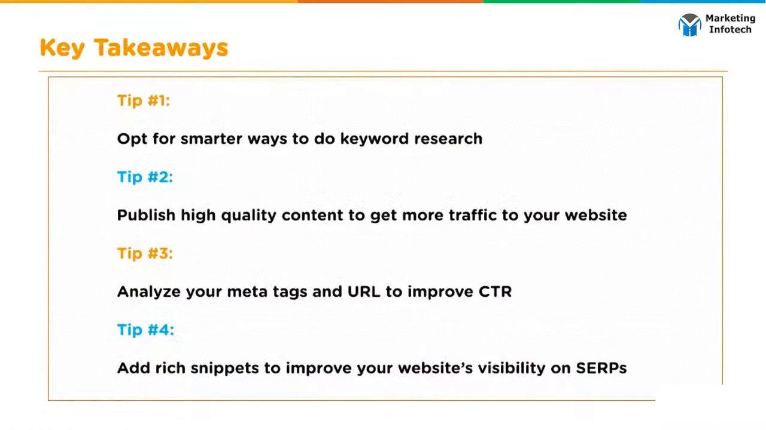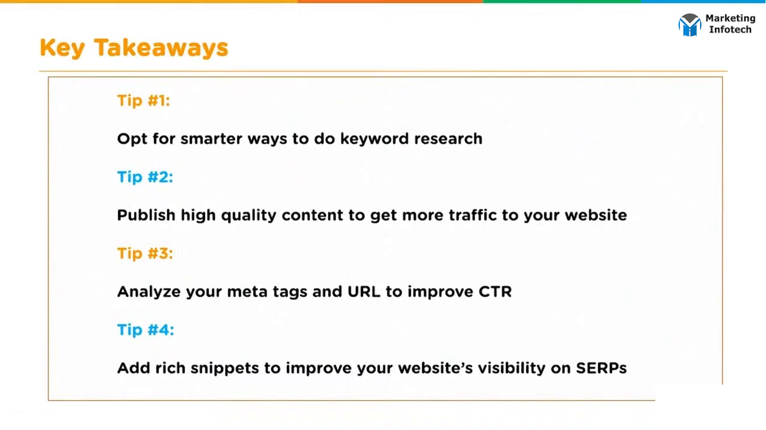So let's talk about some of the key takeaways from today's tips. Remember, tip number 1, we want to opt for smarter ways to do keyword research. We want to look at volume, we want to look at competition, we want to create themes, put them in a spreadsheet. So we want to be smarter in the way in which we choose our keyword. Tip number 2, remember, publish high quality content to get more traffic. When we say high quality content, remember, break up the content, use different assets, organize it, structure it, make sure it's answering somebody's questions.